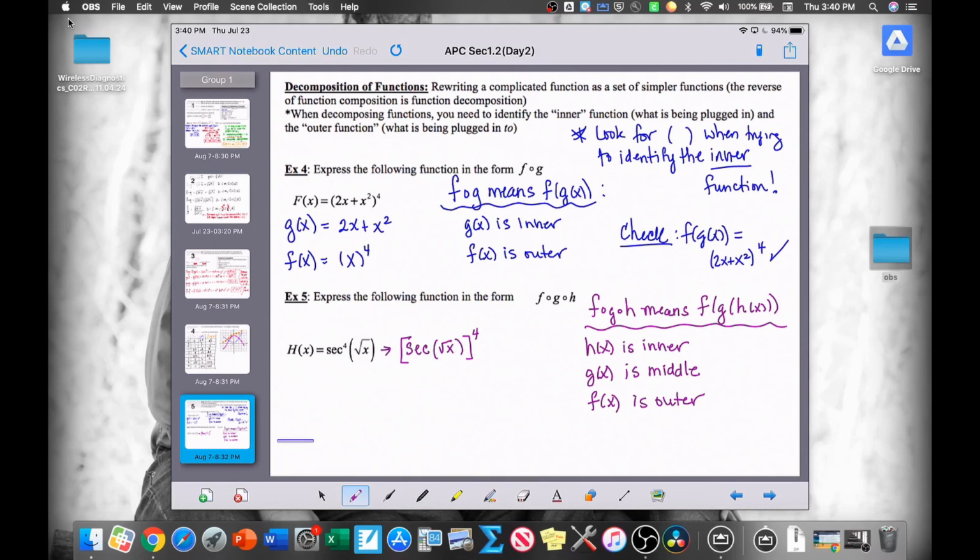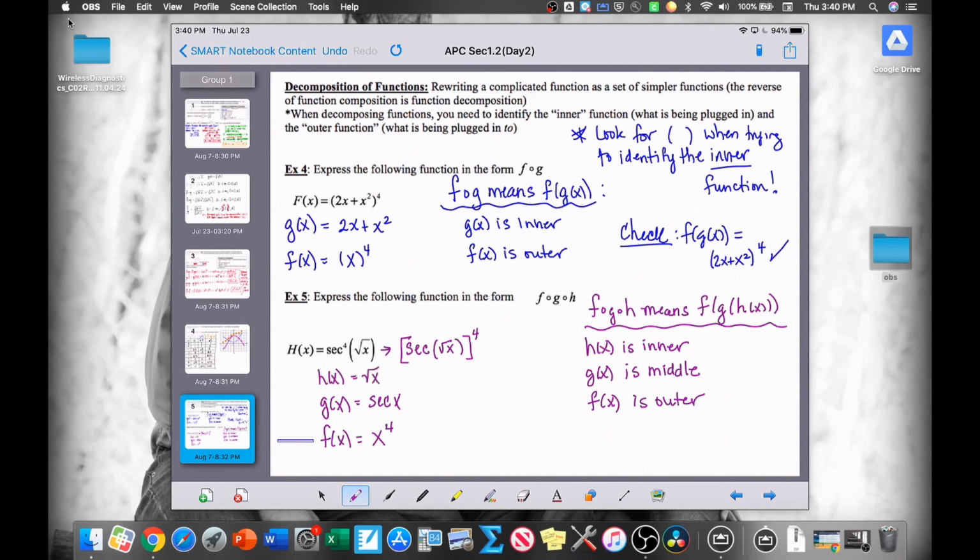So if you start on the outside and you work your way in, it looks like our outer function, f of x, is just going to be, and I'm going to write it down, x to the 4th power, right? And then the middle function is the trig function, the secant. And then the innermost function, little h in this case, is going to be the square root of x.